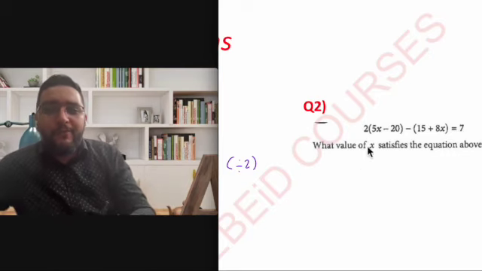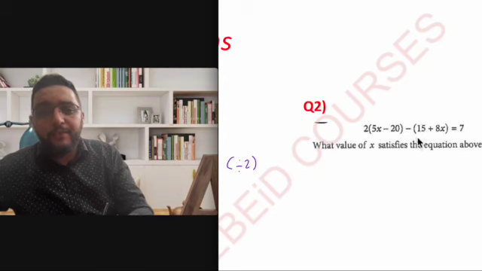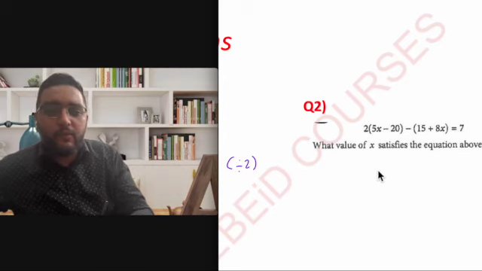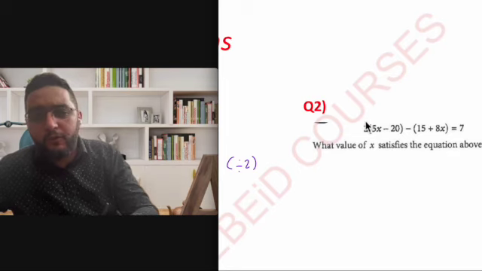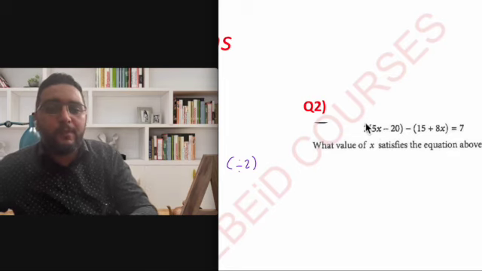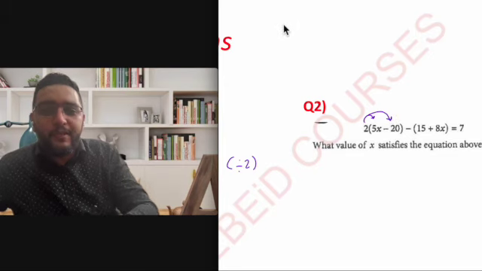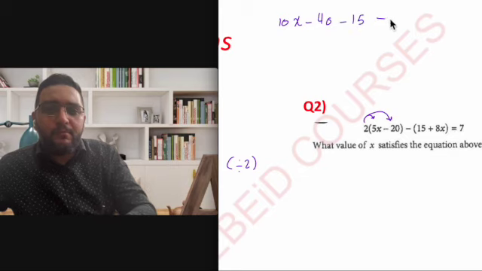If we have 2 times 5x minus 20 minus 15 plus 8x equals 7, what is the value of x that satisfies the equation above? First of all, you will expand the two brackets. You will multiply 2 times 5x and 2 times negative 20. So it will be 10x minus 40 minus 15 minus 8x, this is equal 7.